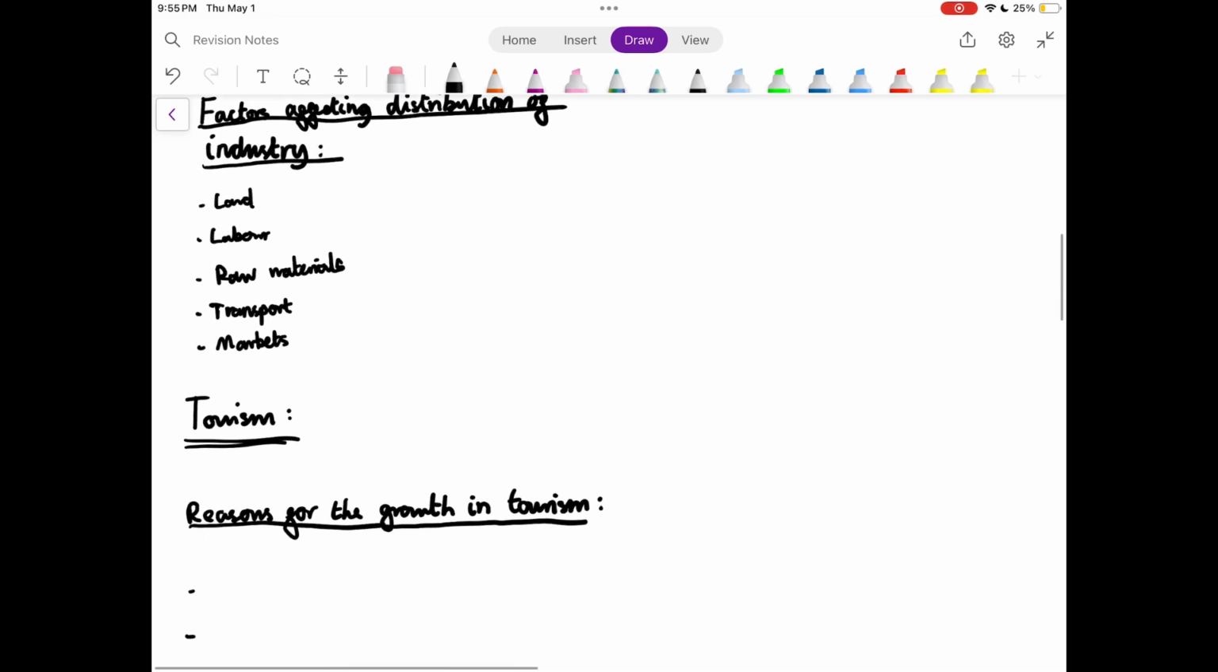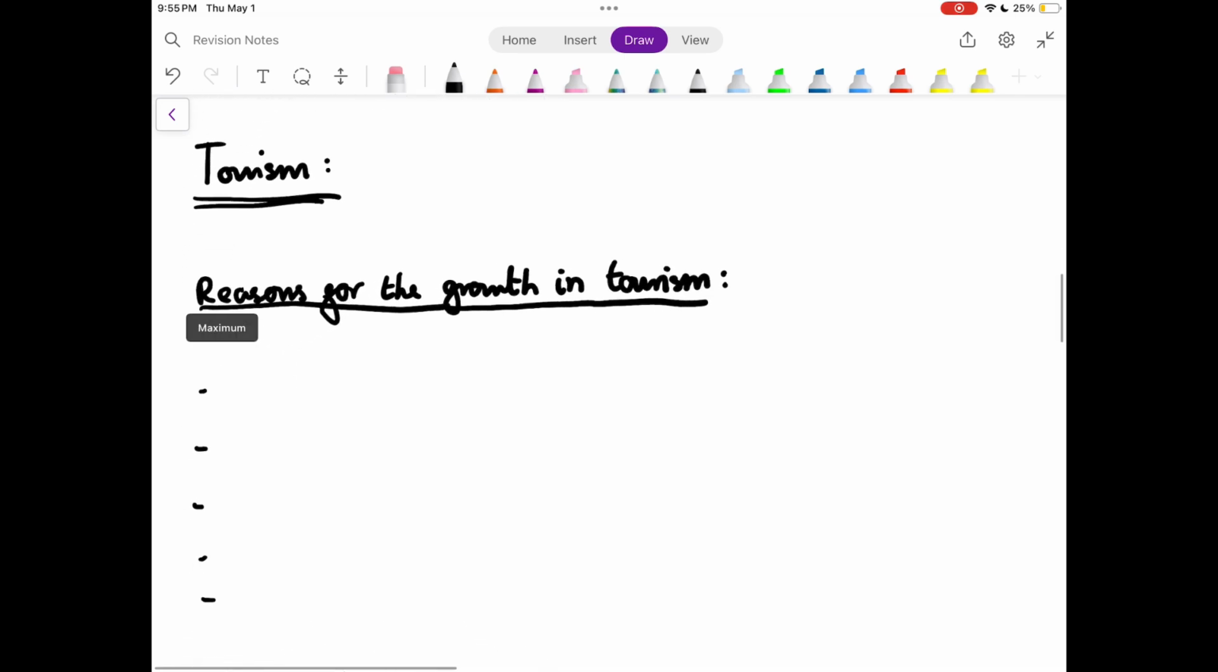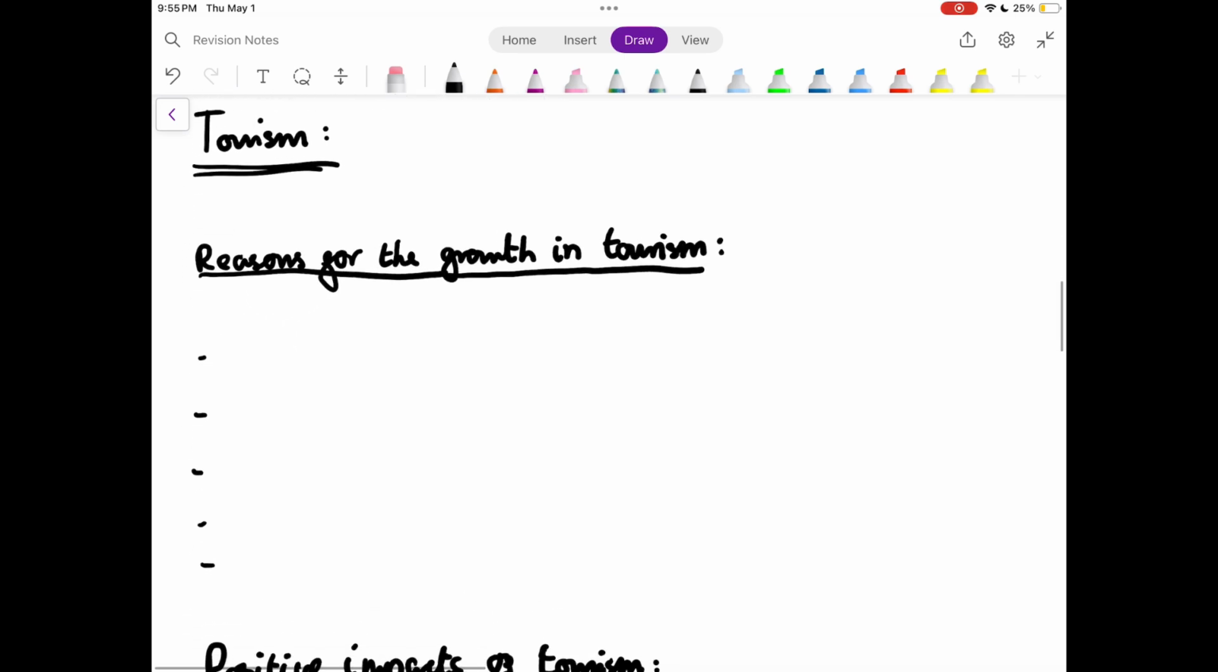Okay, so that's it for industry, and now we're going to be looking at tourism. So one of the things you need to know about tourism are the reasons for the growth of tourism. So one reason is social media promotes foreign destinations.